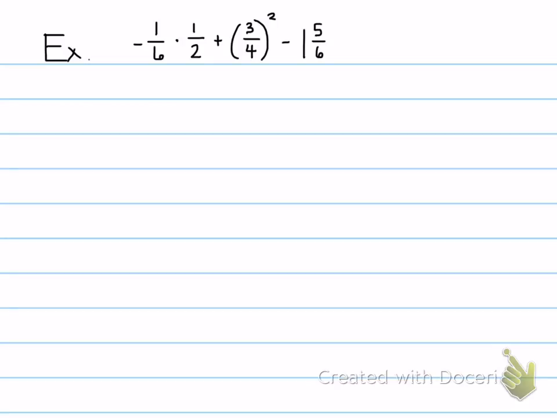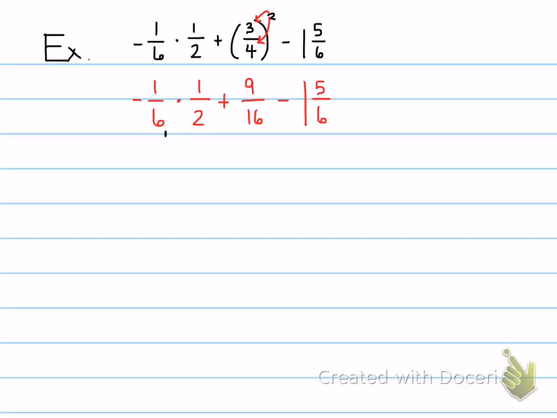I know that 3/4 squared is 3 squared over 4 squared. So 3 times 3 is 9, and 4 times 4 is 16. So that's 9/16. And I'm going to rewrite the rest of the problem around what I just solved. Okay, I look for any more exponents. I don't have any. So the next thing I look for is multiplication or division from left to right.